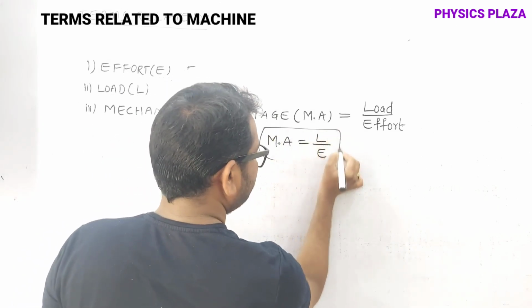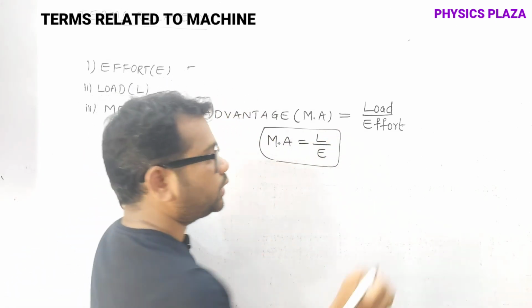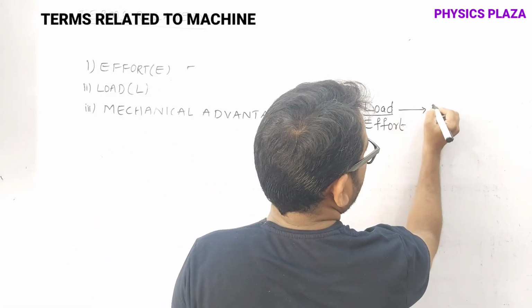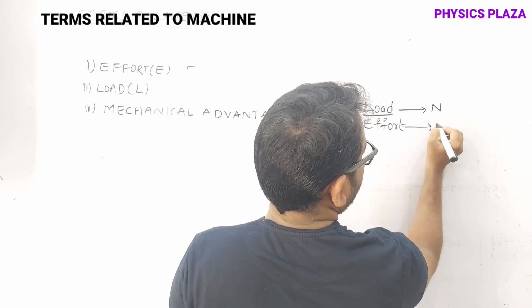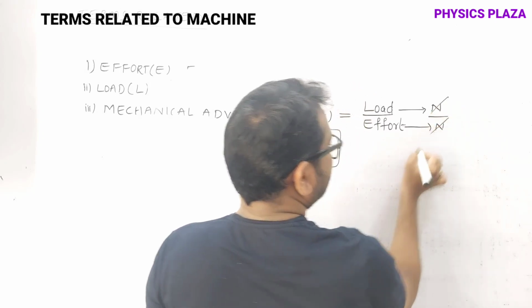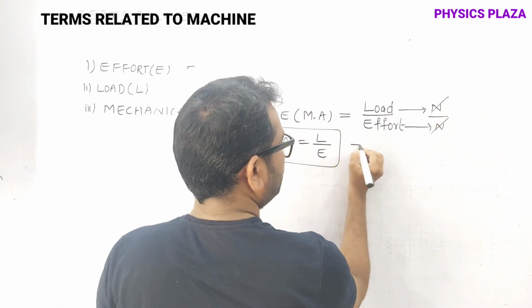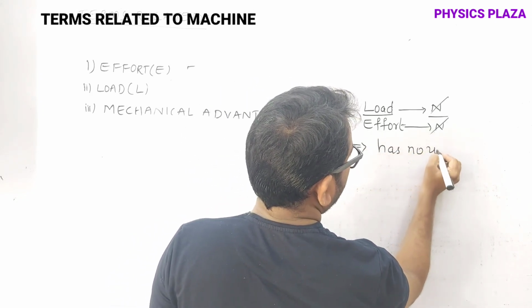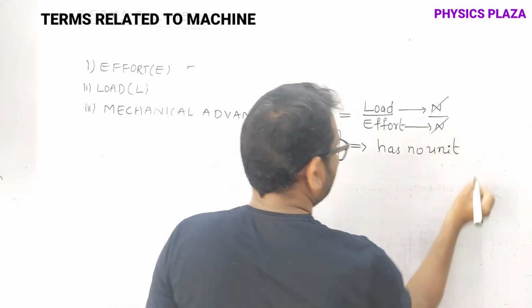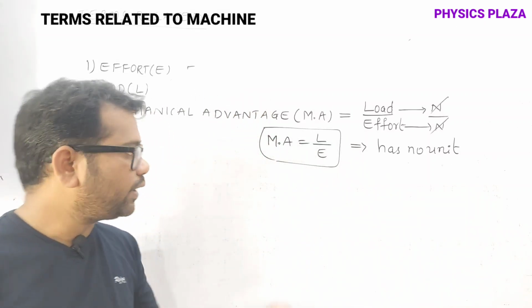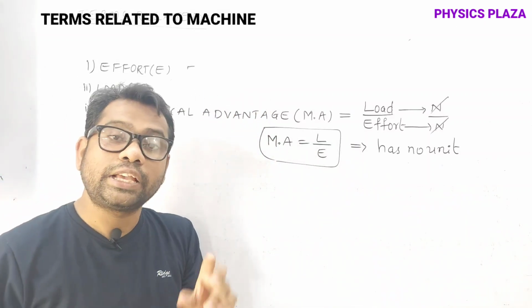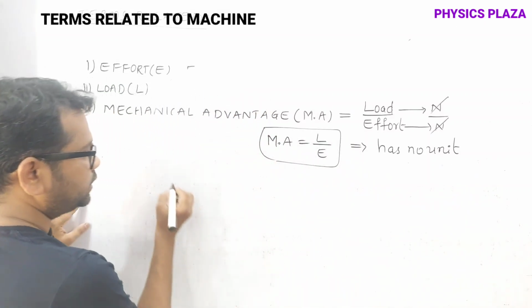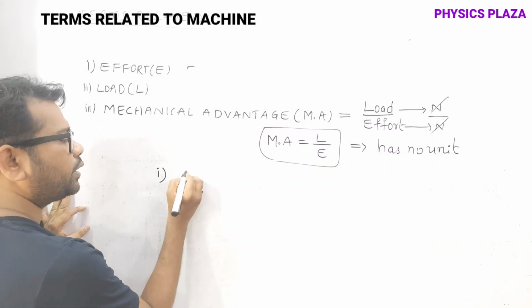Children, what are the units of mechanical advantage? As I told you, load is measured in Newton only, and effort is also measured in Newton only. So both will get cancelled, which means mechanical advantage has no unit. Okay, fine. And here we have three cases. From the examination point of view, it's very important.